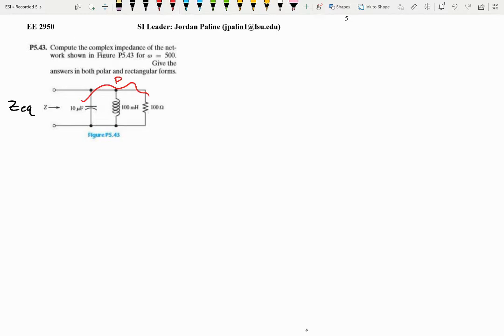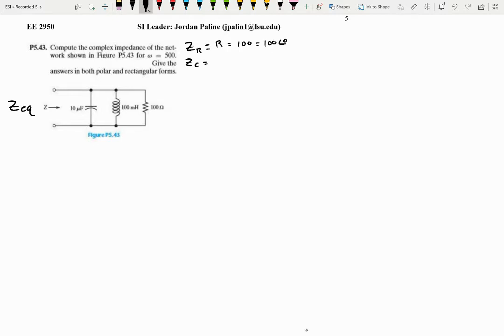So we have a couple ways of going about doing this. First, if we're finding the equivalent impedance, we need to go ahead and calculate the impedance for all of them. So let's write this out real quick. The impedance of the R is just going to be resistance, which is equal to 100, same thing as saying 100 angle 0.